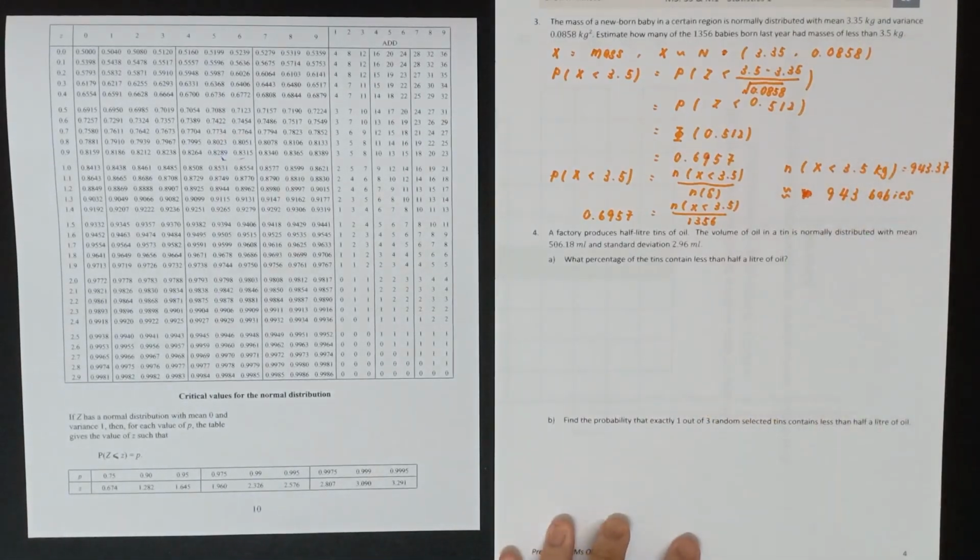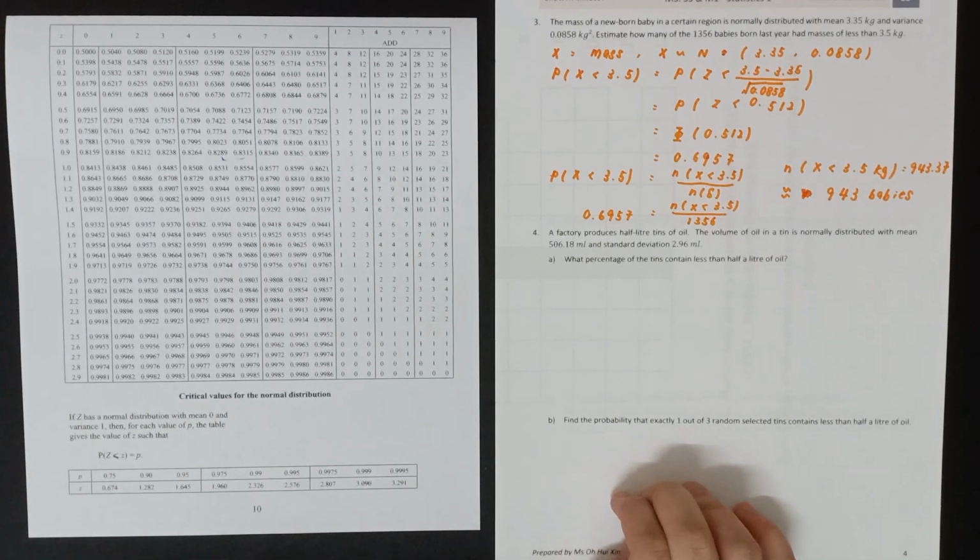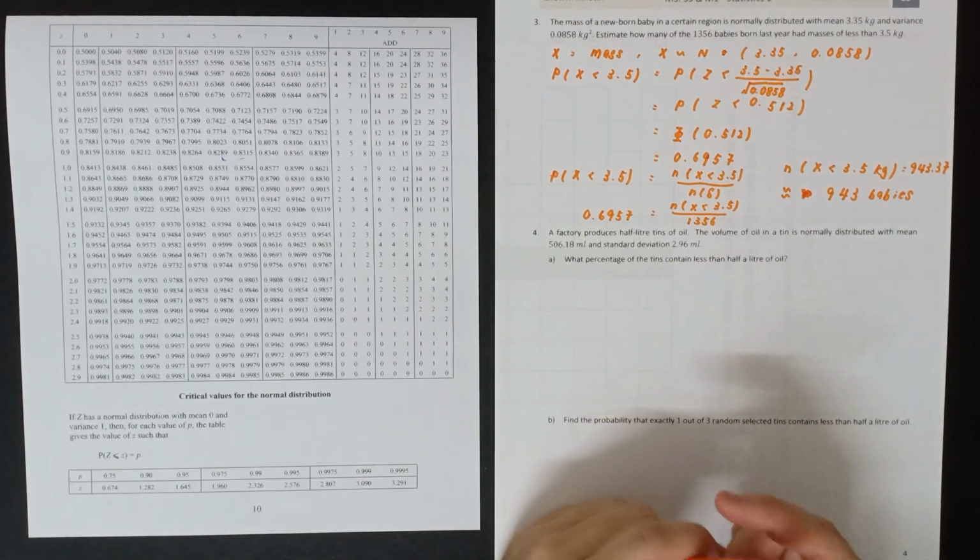Alright, okay, so let's move on to number 4. A factory produces half-liter tins of oil. The volume of oil in a tin is normally distributed with mean 506.18 and a given standard deviation. What is the percentage of the tins that contain less than half a liter of oil?